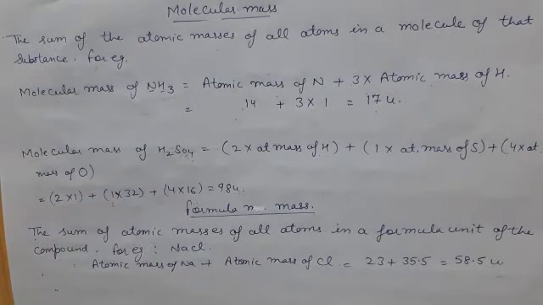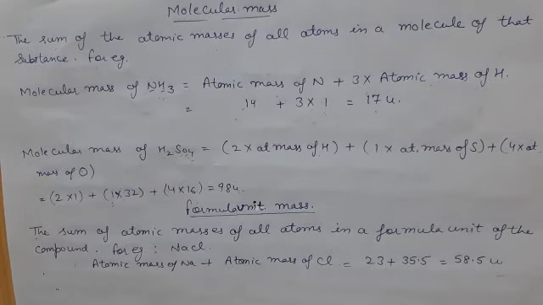Next is the formula unit mass. Some compounds containing ions, called ionic compounds, do not contain discrete molecules. In these compounds we use the formula unit, which gives a simple ratio between the various atoms present in the compound. For these we use the term formula unit mass instead of molecular mass.